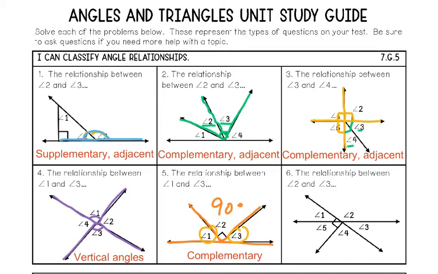Number 6 asks about the relationship between angle 2 and angle 3. When I find these two angles, I see that they fall on a straight line. When two angles make up a straight line, they add together to make 180 degrees total, which means they are supplementary, and they are also adjacent because they share that same common side. So this is a question that looks just like number 1.